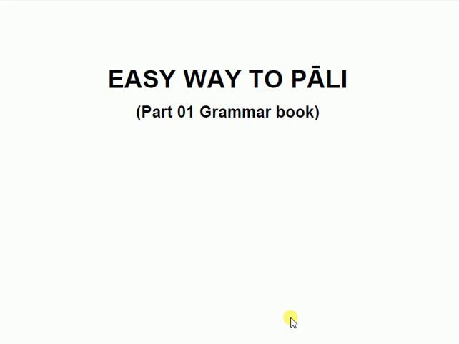As you all know, in Theravada Buddhism, all the Buddha's teachings are written in the Pali language. So it is very beneficial for us if we know Pali, especially if we want to study the Buddha's canon. Pali language is very, very important. Alright, let's start today's lesson. Please turn to page number 5.